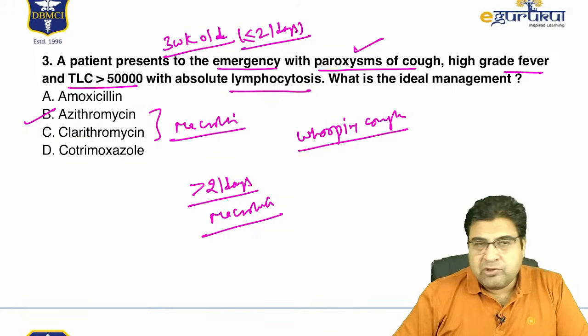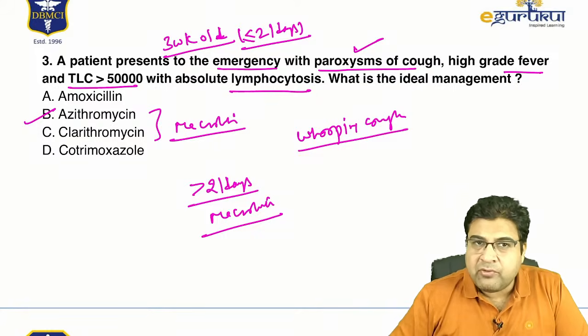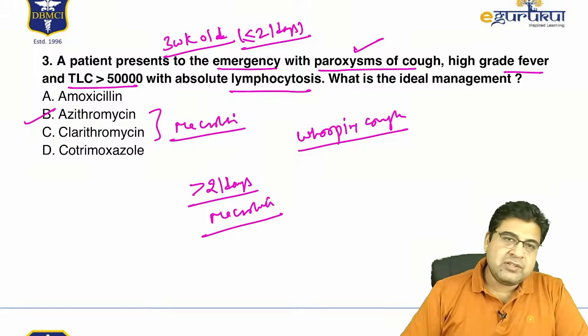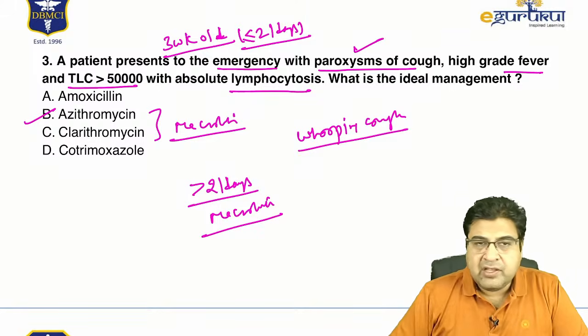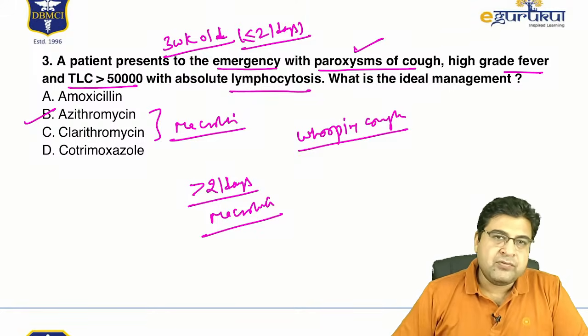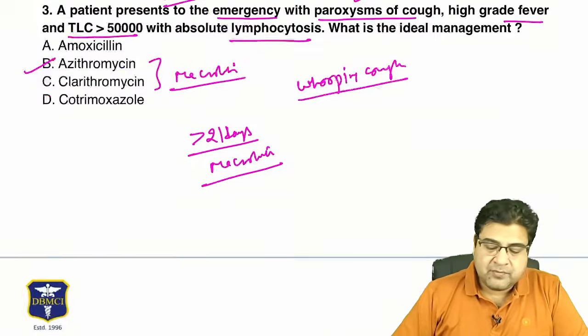Students told me that in the question they have asked about a child of 21 days old, right? So that's why the answer is azithromycin. But if the age is above that, you can give any of the drugs, azithromycin or clarithromycin.